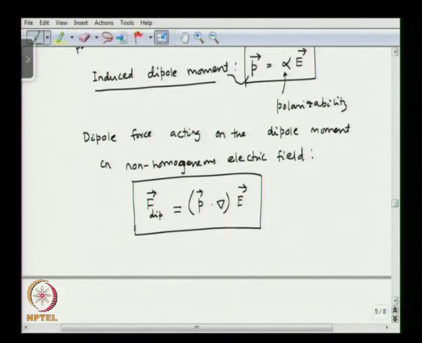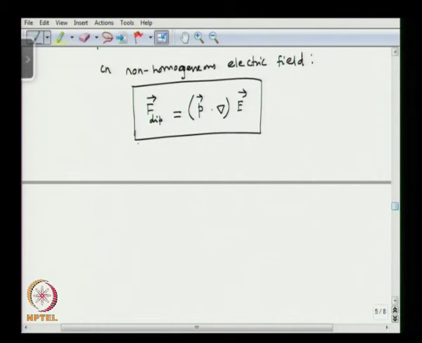And because of the dipole moment, the object will be subjected to a force which is also called the dipole force or dielectrophoretic force, and that will be dipole moment dot gradient of the electric field. So there has to be a non-uniform electric field for this dielectrophoretic force to occur. So that is what we see here. It is dipole moment dot gradient of the electric field.